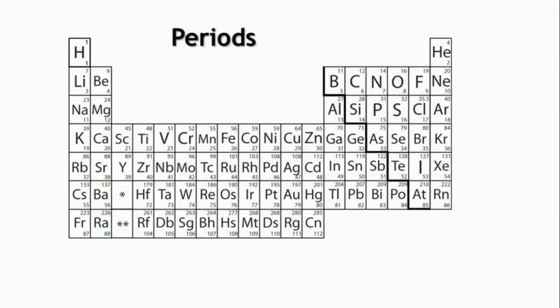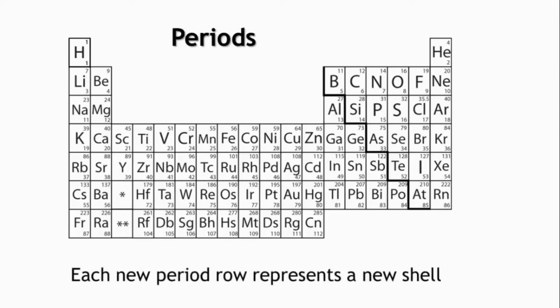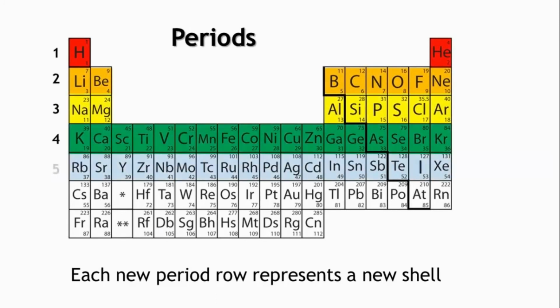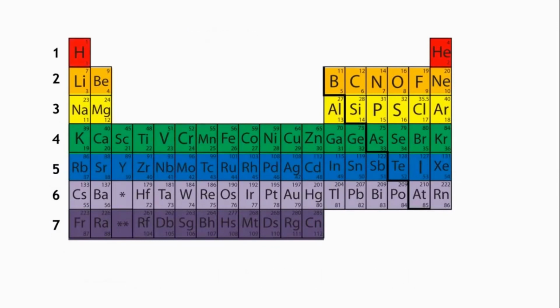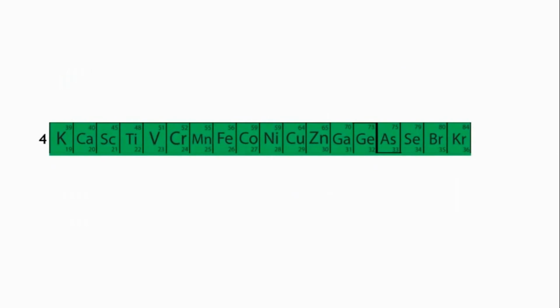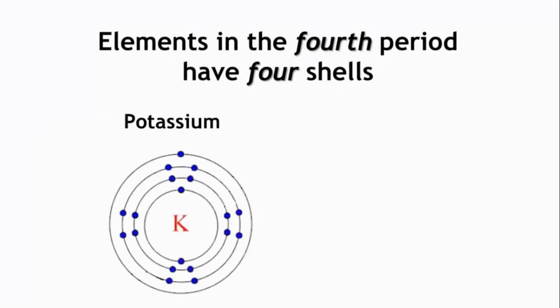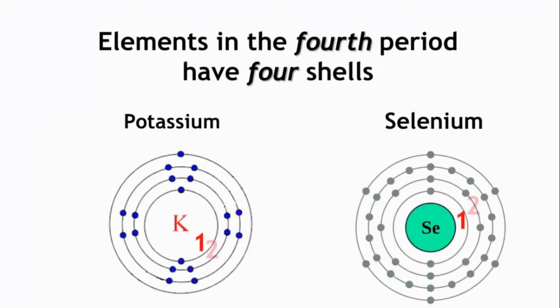Elements in the same period have the same number of energy shells. Each new period row represents a new shell. Elements in the first period have 1 shell. Elements in the second period have 2 shells, and so on. As we go down, the shells increase. Hydrogen is in the first period. It has 1 shell. Potassium is in the 4th period. It has 4 shells, as do all the other elements in the same period.